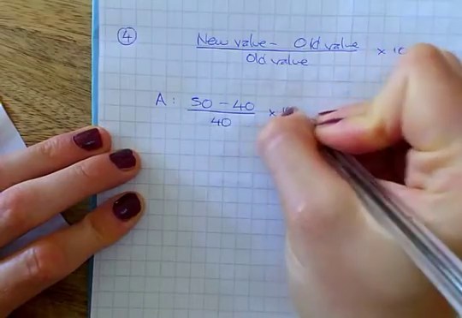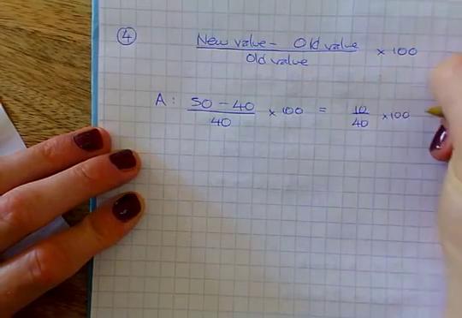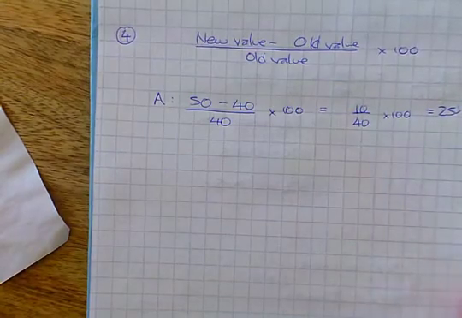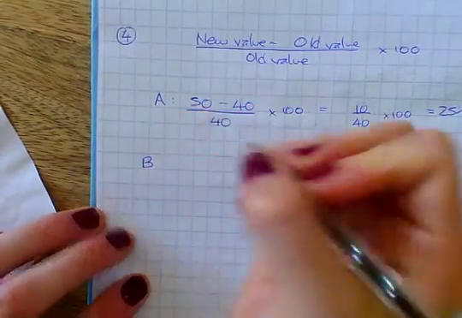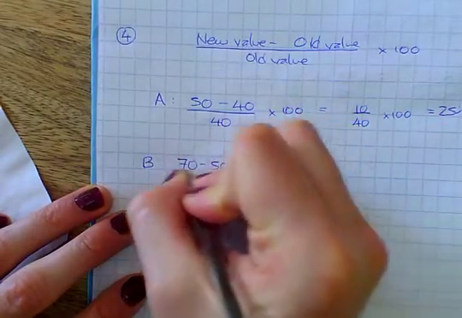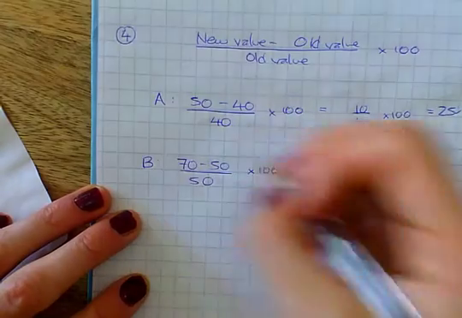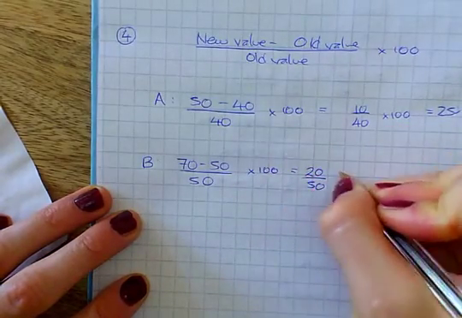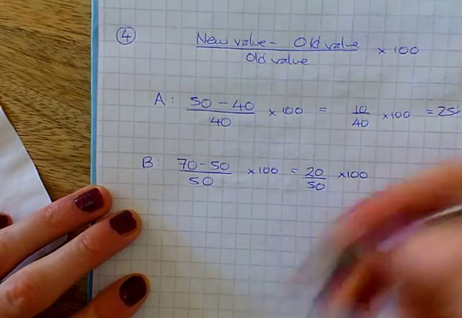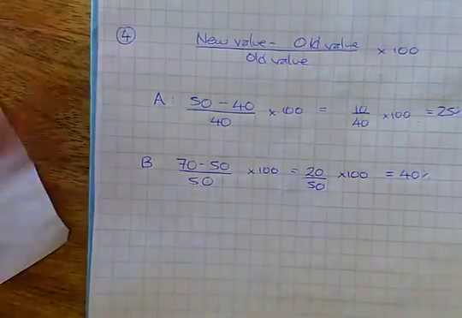divided by 40 times 100. Now that gives you 10 out of 40 times by 100. 10 out of 40 is 1/4, times by 100 gives you 25%. City B increases from 50 to 70, so we've got 70 take away 50 divided by 50 and then times that by 100. If we simplify that, that leaves you with 20/50 times by 100. Now 20/50 is the same as 2/5, which is equal to 0.4. Times that by 100 and you would get 40%.